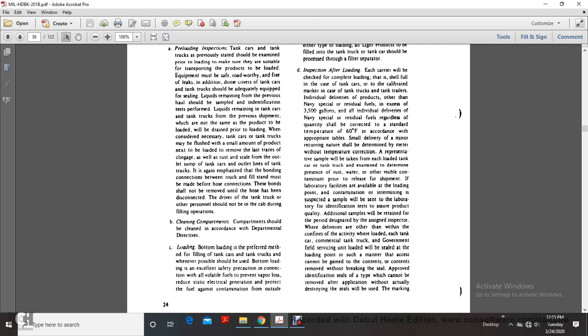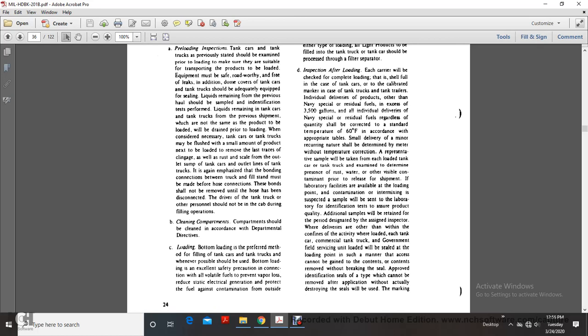Inspection after loading. Each carrier will be checked after a complete loading. In the case of the tank car, it is calibrated with the mark, as in the case of tank trucks and tank trailers. Individual deliveries other than Navy Special residual fuel exceeding 3,500 gallons, and individual deliveries of Navy Special residual fuel regardless of the quantity, should be corrected to the standard temperature of 60 degrees Fahrenheit in accordance with the appropriate tables. Smaller or minor deliveries of a recurring nature are determined with the meter without temperature correction.